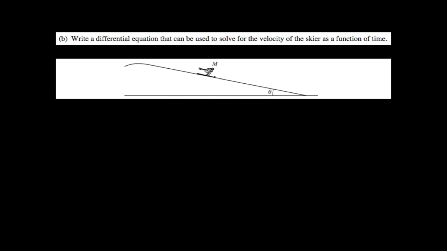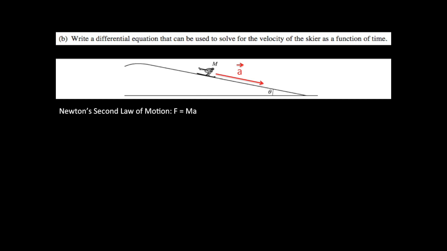The second part of the question asks to write a differential equation that can be used to solve for the velocity of the skier as a function of time. Well, we know, according to Newton's second law of motion, that F is equal to ma. To solve this problem, we need to find all the forces, or their components, that act in the same axis of a.